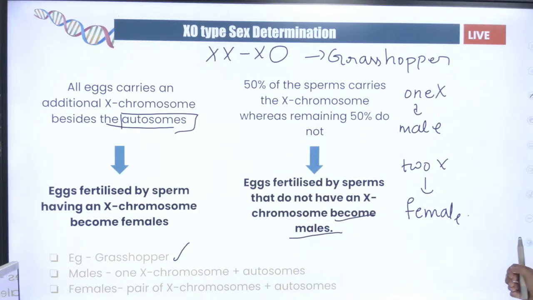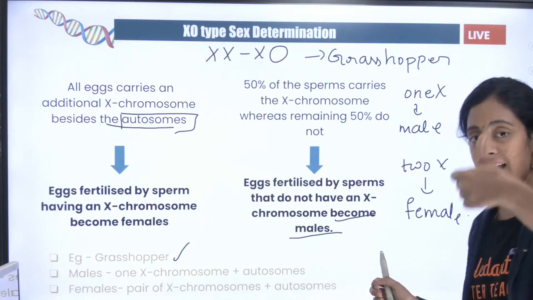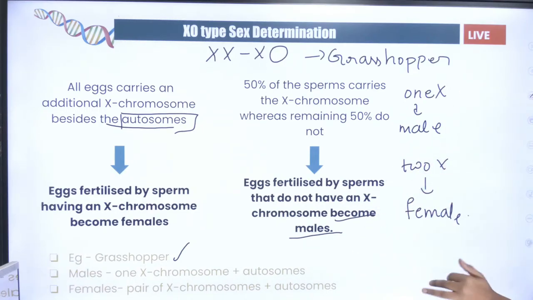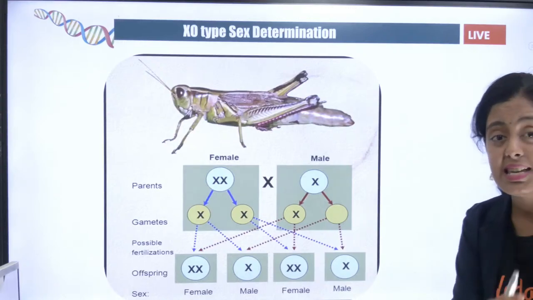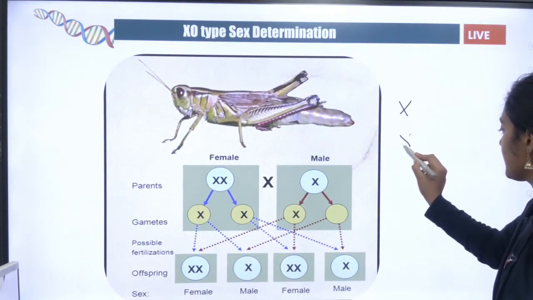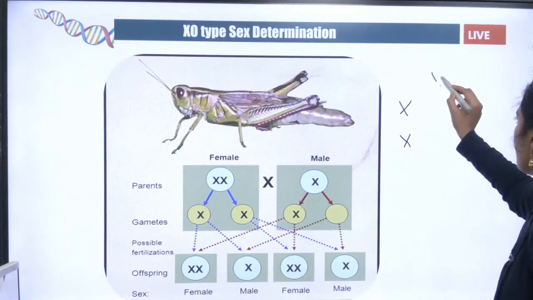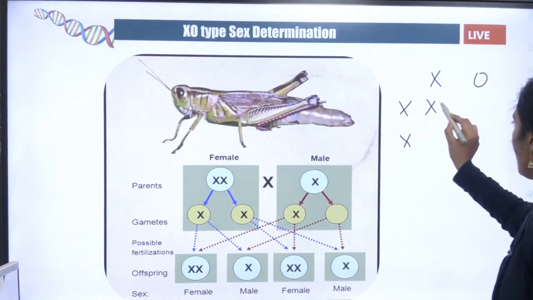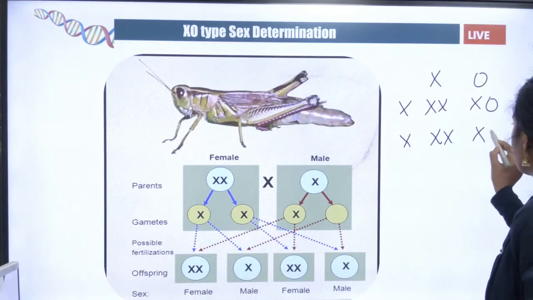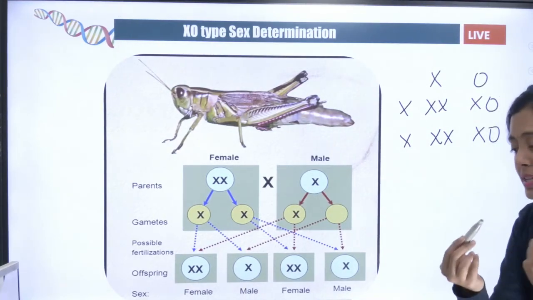So we have three types of sex determination: XX-XY, ZZ-ZW and XX-X0. It is not the letter O, it is the number 0. How do we look at this? XX-XY is very confusing, so we can put it as XX-X0. XX, X0, XX, X0. This is our question.